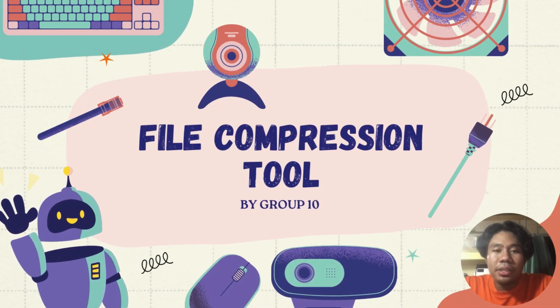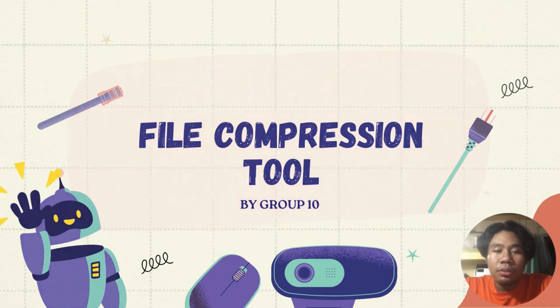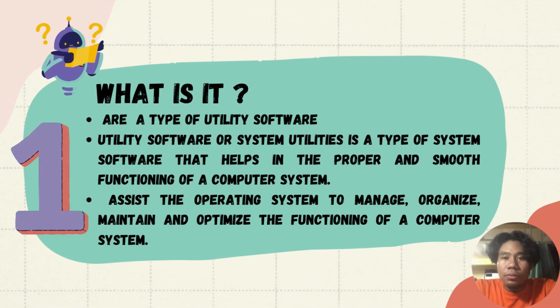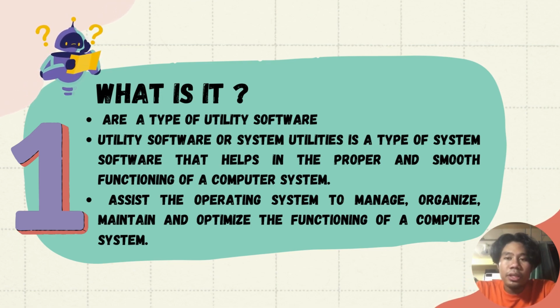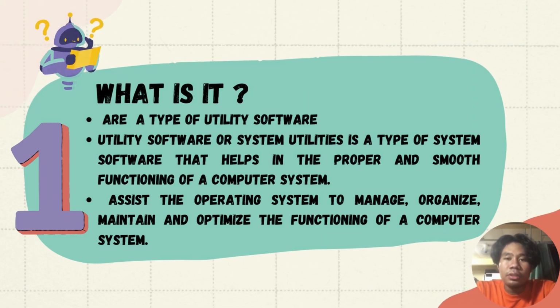Our group will present about file compression tool. File compression tool. What is it? File compression tools are a type of utility software. Utility software or system utilities is a type of system software that helps in proper and smooth functioning of a computer system. File compression tool assists the operating system to manage, organize, maintain, and optimize functioning of a computer system.